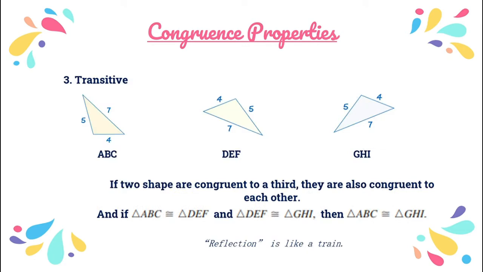The third is transitive. If two shapes are congruent to a third, they are also congruent to each other. We can say that we have triangle ABC. This is congruent with triangle DEF. And triangle DEF congruent with triangle GHI. Then triangle ABC congruent with triangle GHI. Transitive is like a train.